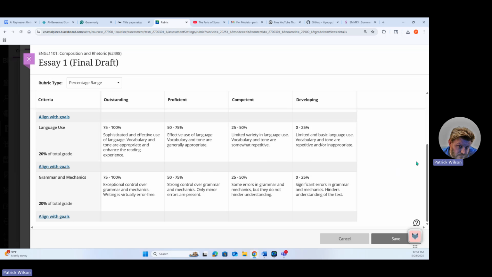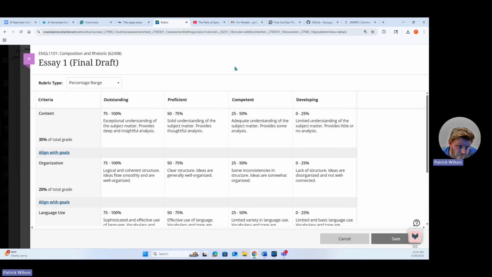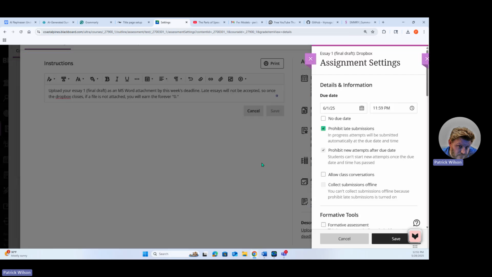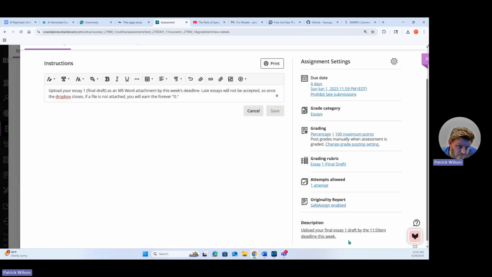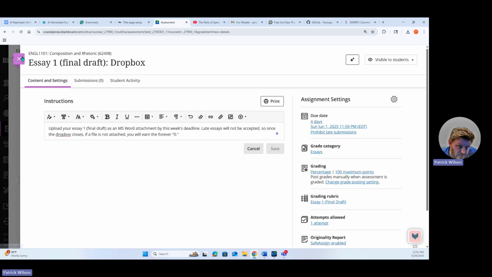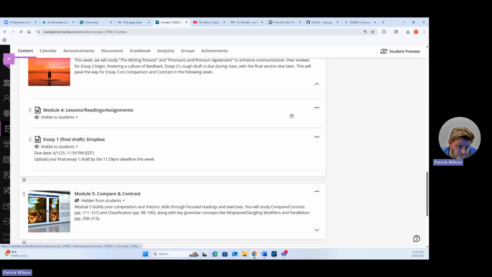So, keep that in mind as you go from your rough draft of essay 1 to your final draft of essay 1. So you're not having any surprises, because I'm basically showing you and telling you here how I'm going to grade the final draft of your essay.